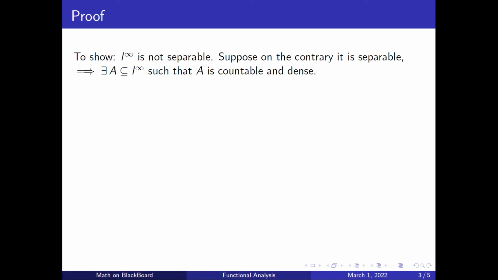So now let's look at the proof of why L infinity is not separable. We shall prove this by contradiction. So assume on the contrary it is separable. Then what happens? It means that there is a subset A of L infinity which is both dense and countable.